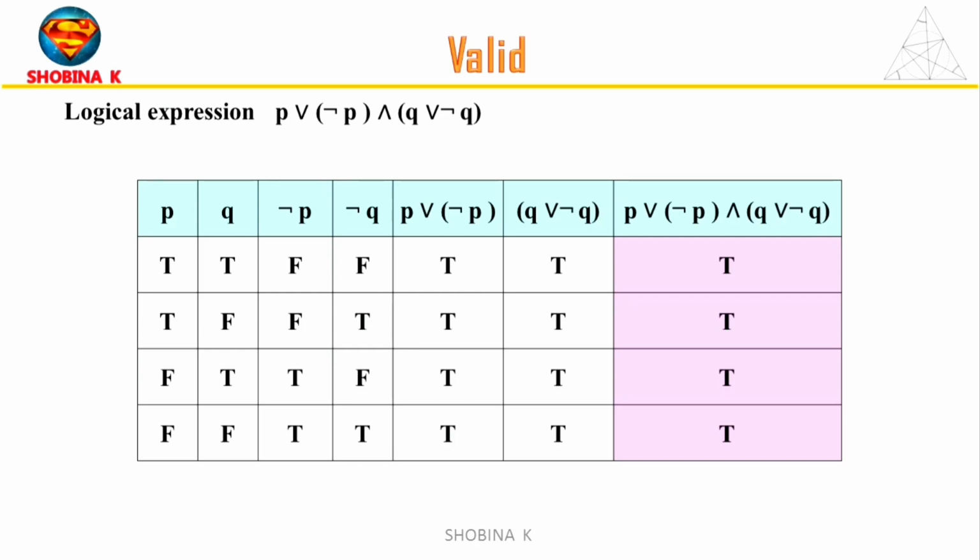So a compound proposition will be known as a valid proposition if and only if the proposition is a tautology. In the truth table of the valid, the last column contains only true values.